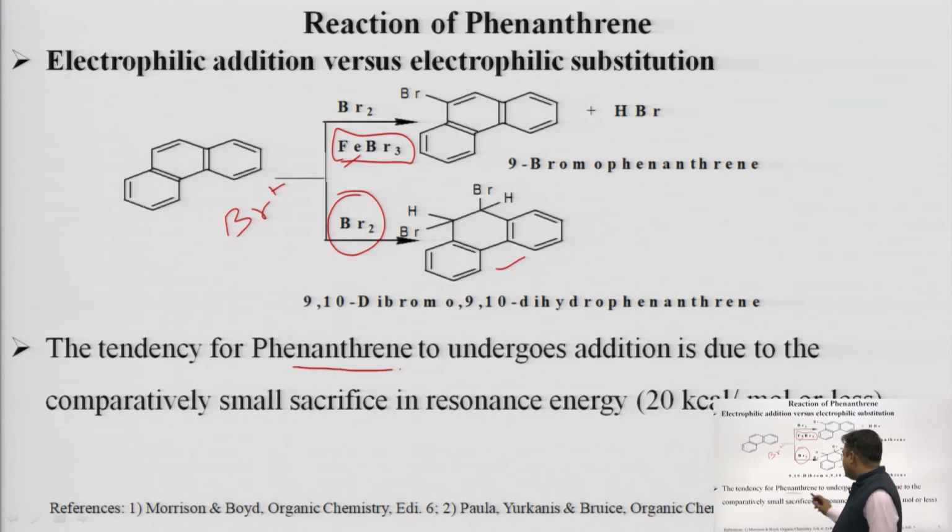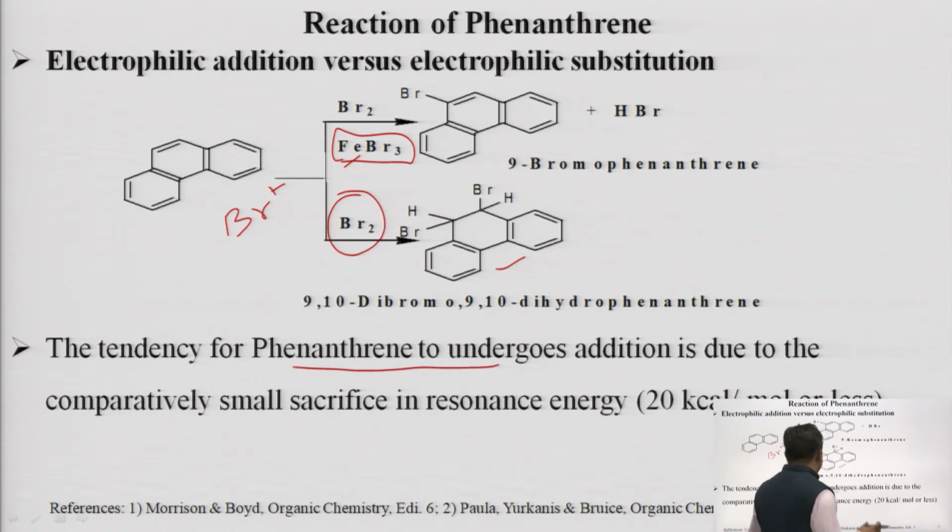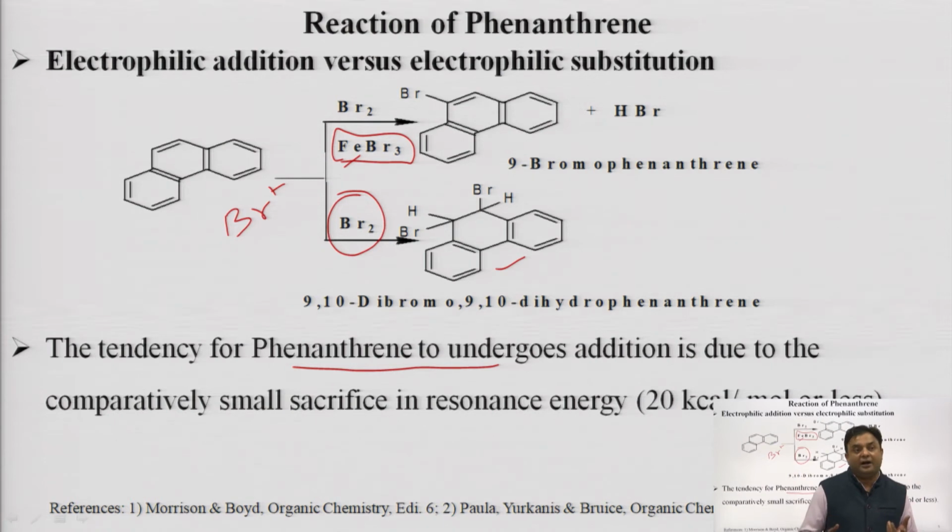The tendency for phenanthrene to undergo addition is due to the comparatively small sacrifice in resonance energy, that is approximately 20 kilocalorie per mole or less. So the habit of phenanthrene to undergo addition reaction in place of electrophilic substitution reaction is the loss of very little amount of resonance energy in that particular addition reaction. Because of that, phenanthrene will go for the addition reaction.